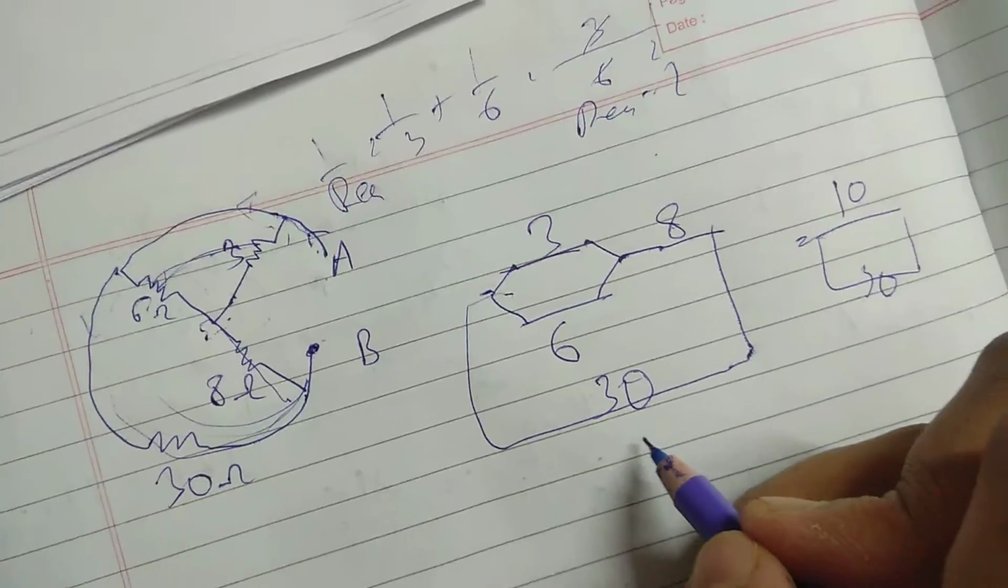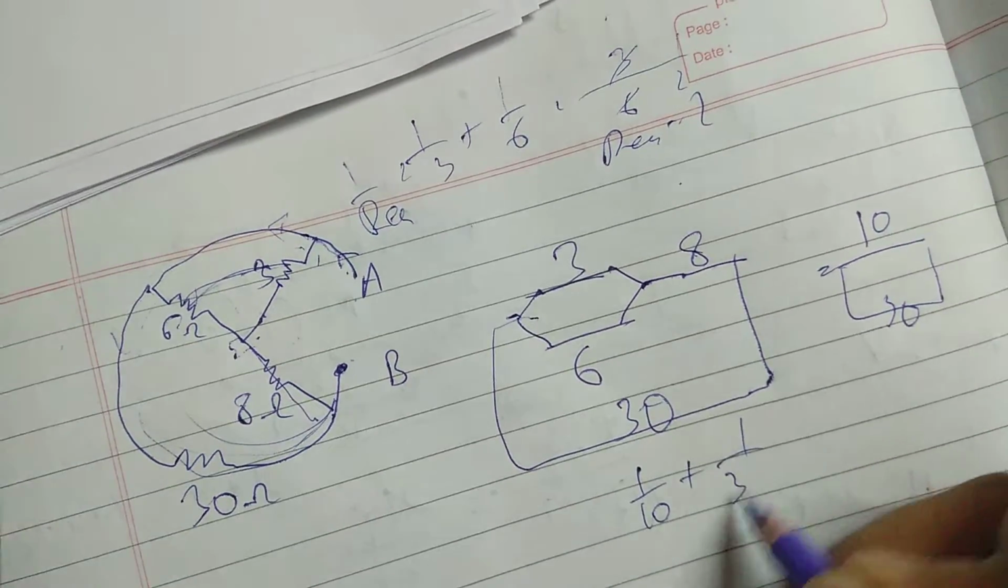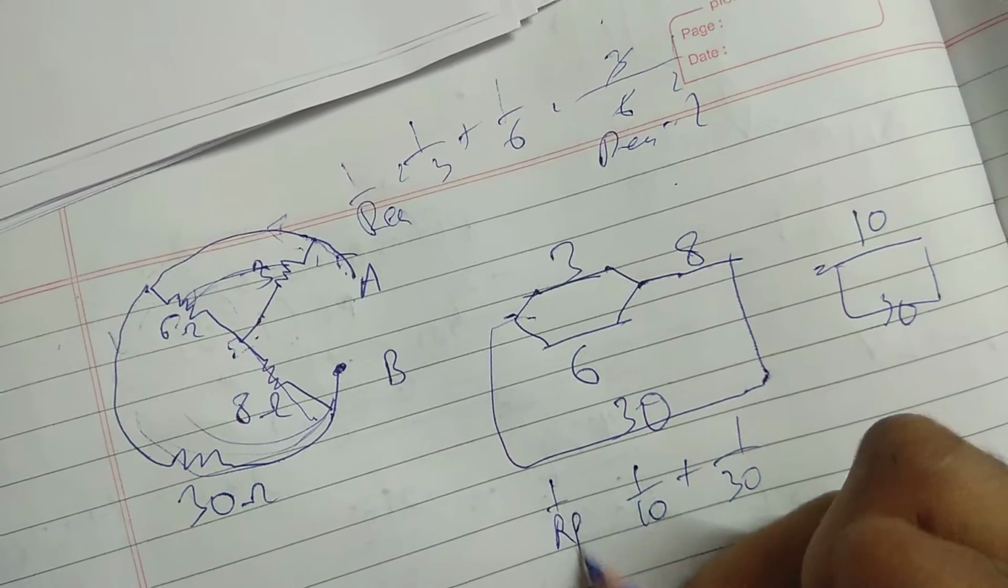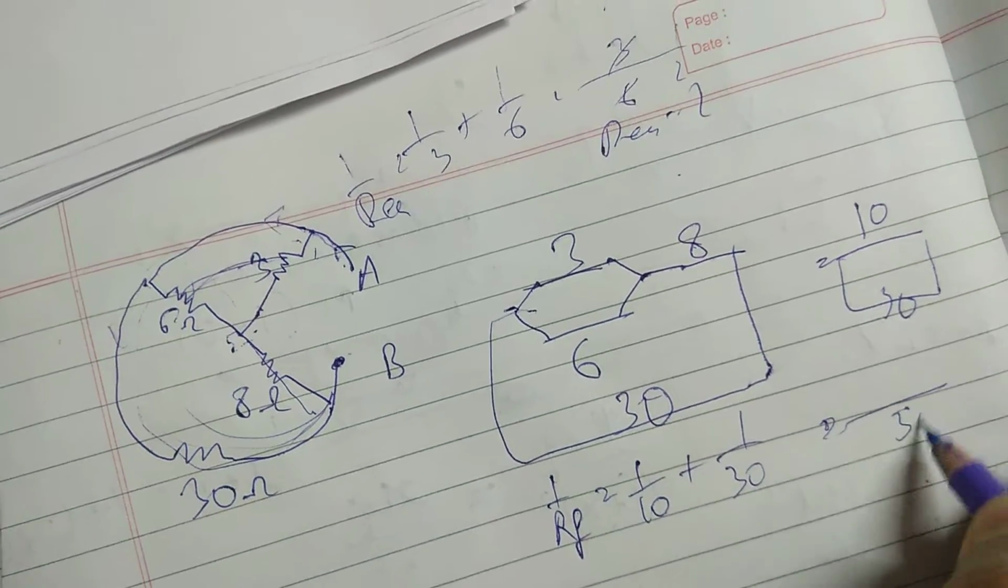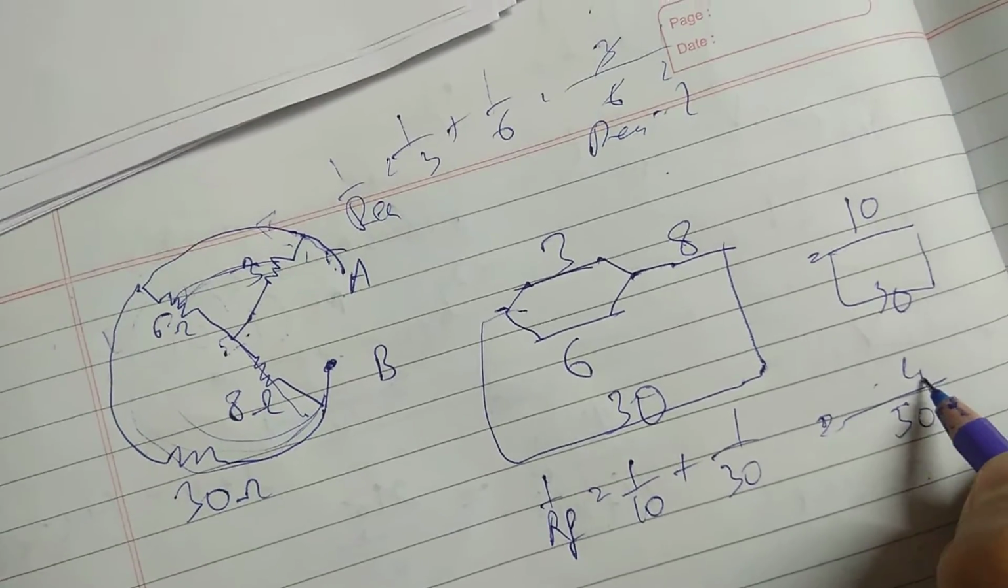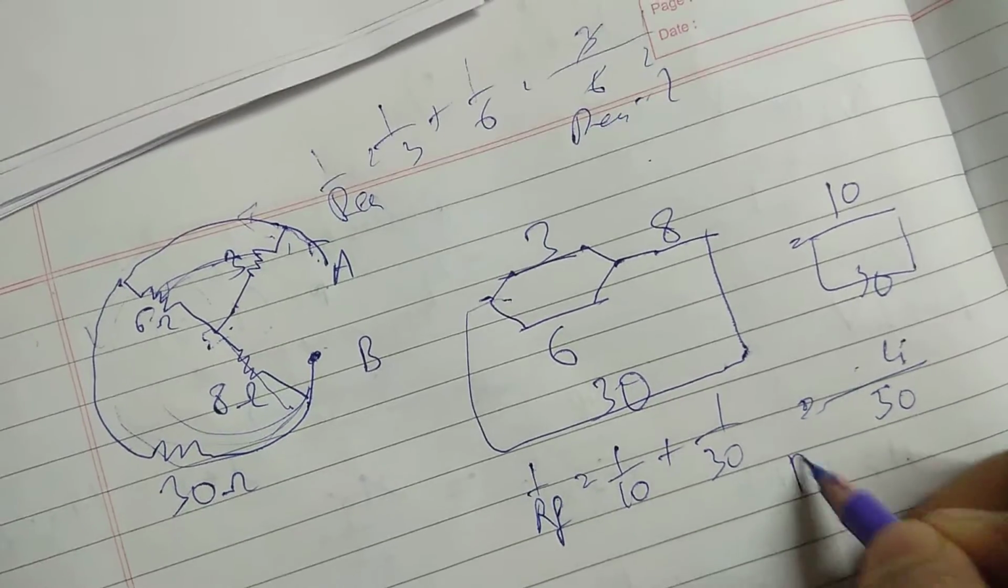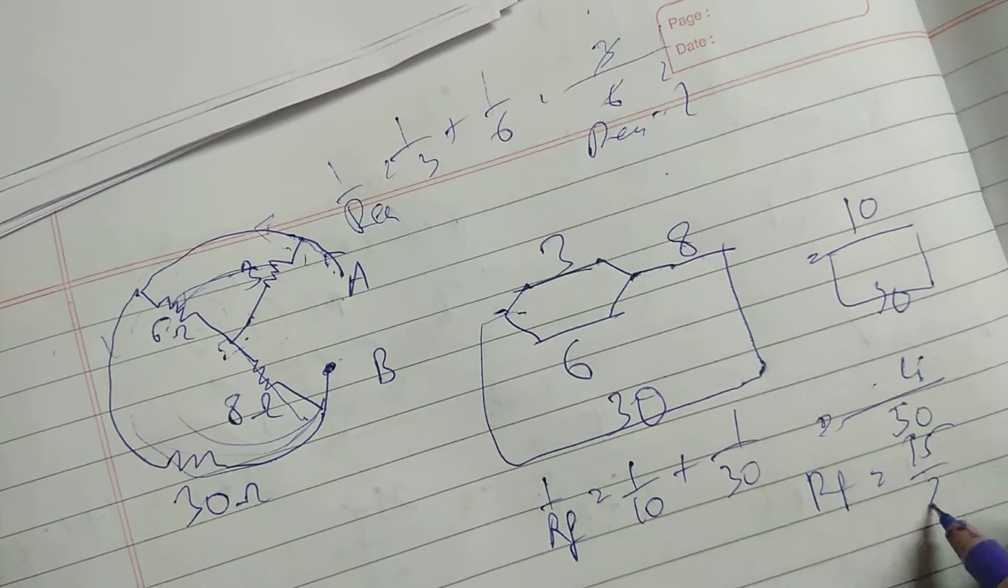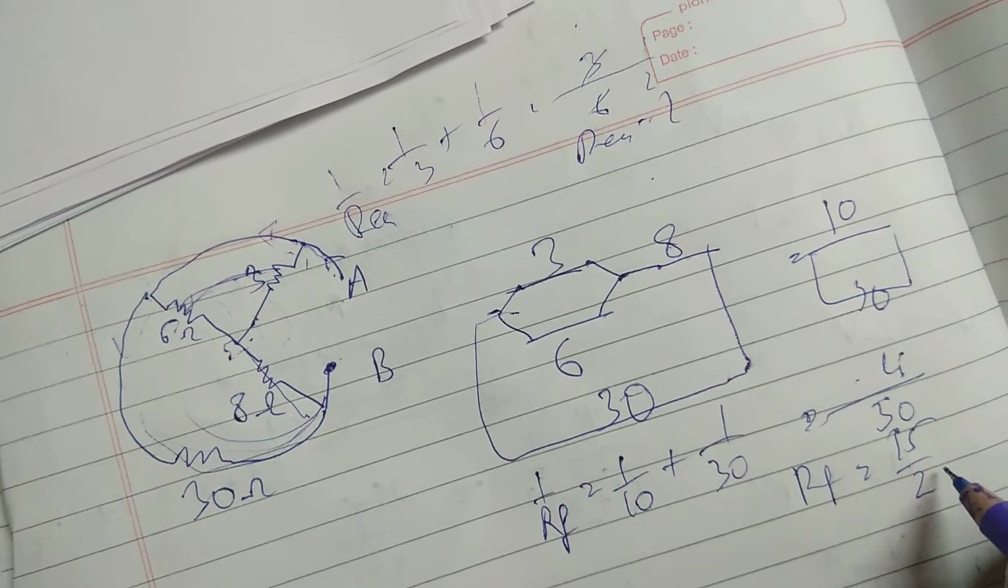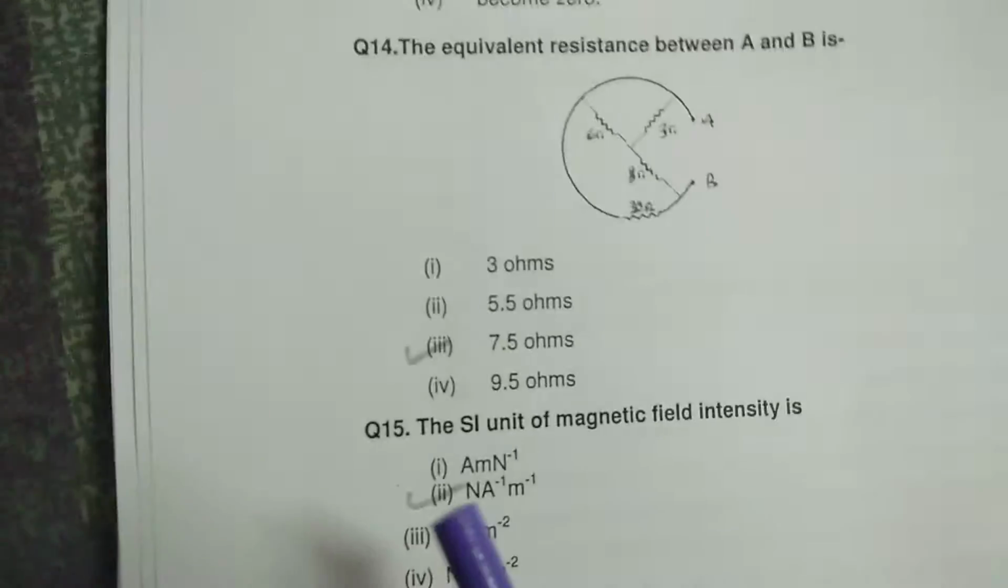So 10 and 30 in parallel will be 1 by 10 plus 1 by 30 equals 1 by R final. So that is 3 plus 1, 4 by 30. So R final will be 30 by 4, so 15 by 2. That is 7.5 ohms. You see, the answer is 7.5 ohms.